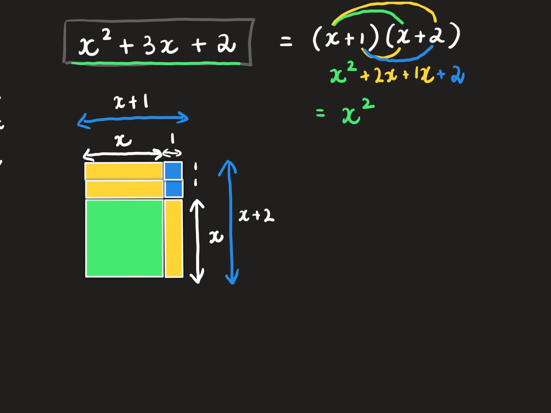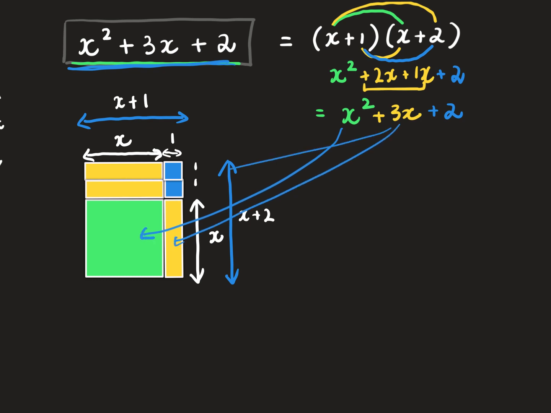X squared plus how many x's do I have? 2 and 1 is 3, plus 3x plus 2, which is what I started with here. X squared, that's that green area. 3x, I've got an x there, I've got another x here and another one there. And 2 little blue ones over here.